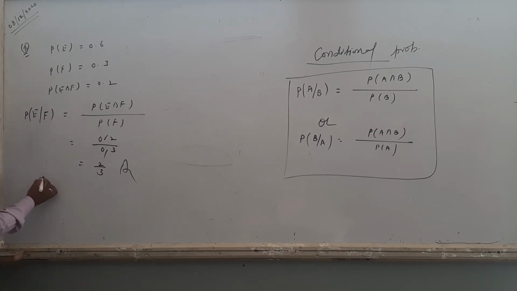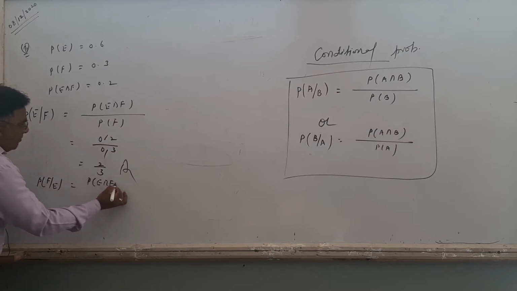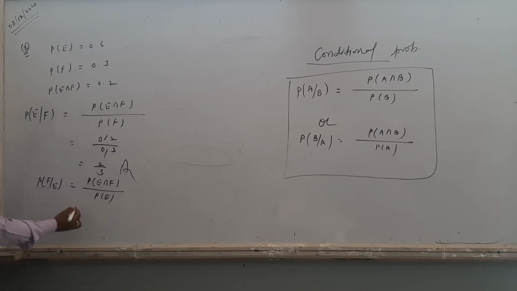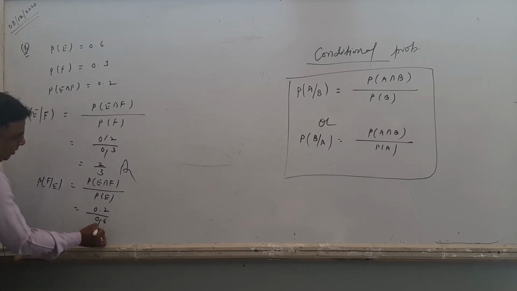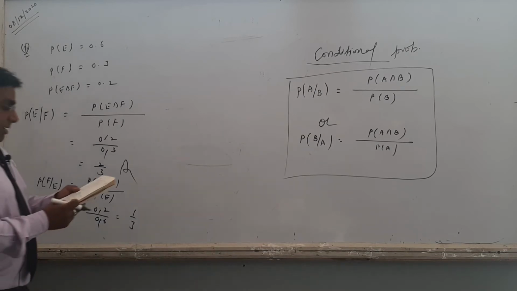Same, find the probability of F upon E. Then it is the same formula, P of E intersection F upon P of E, when E has occurred. So P of E intersection F is 0.2, P of E is 0.6. Now point to point cancel, that is 1 by 3. This is the answer of F by E.